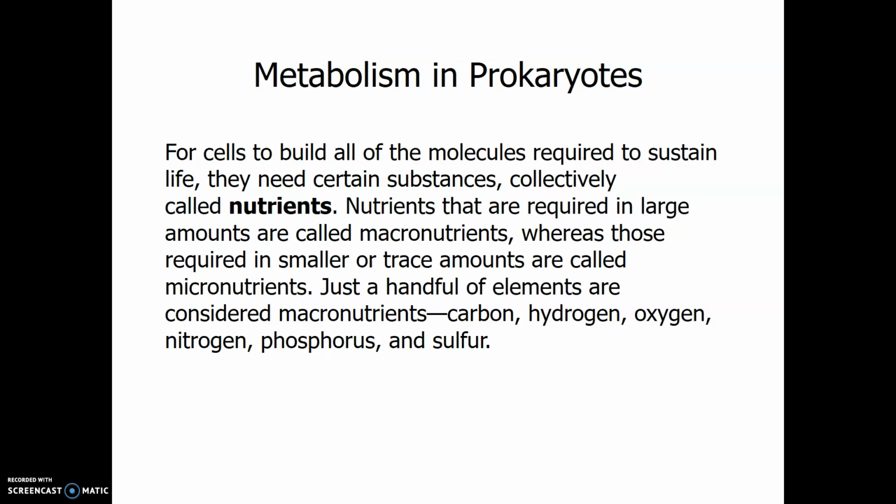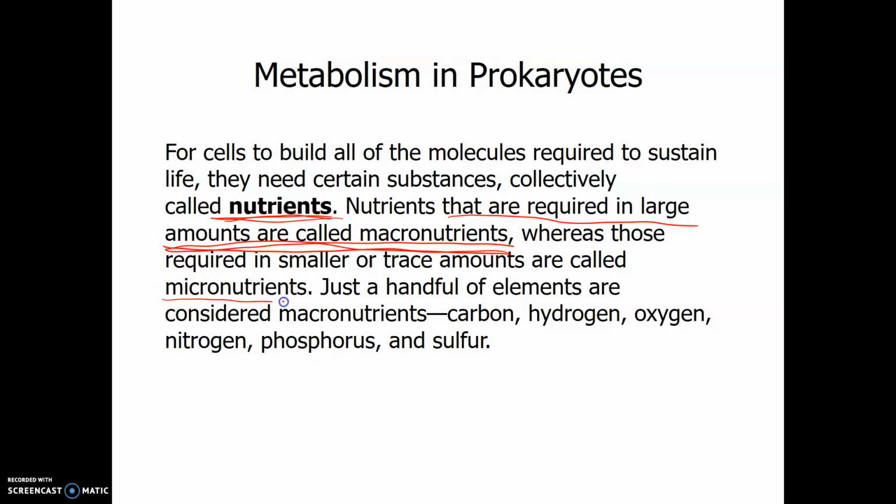In prokaryotes, as far as metabolism, remember, is the collection of chemical reactions that occur in a cell. So collectively, all of the substances required to build all the molecules needed by the cell are called nutrients. And nutrients required in large amounts are macronutrients. I know that macros is the shortened term of it, and people commonly talk about getting their macros because you're supposed to get a certain amount of carbs, a certain amount of fats, a certain amount of protein. But trace amounts of nutrients are called micronutrients.